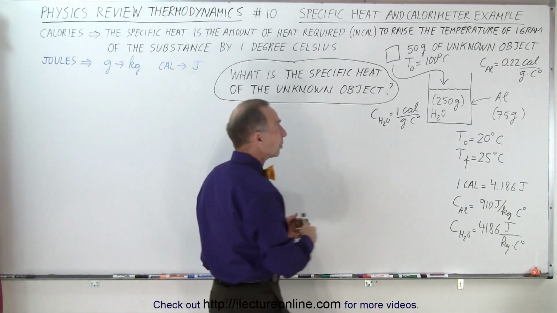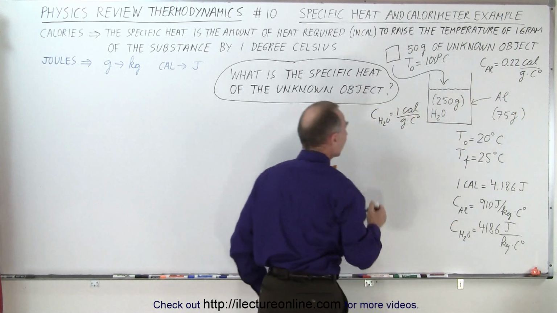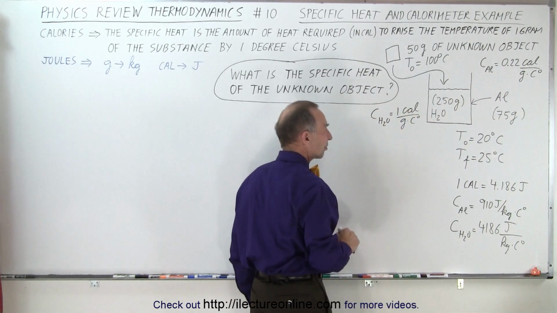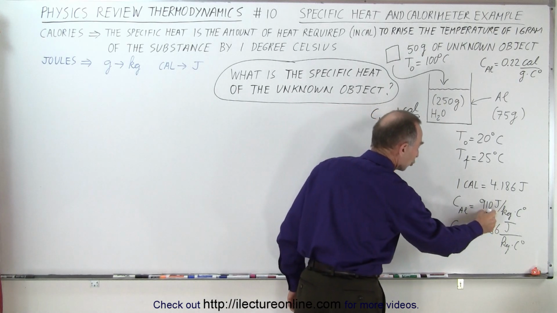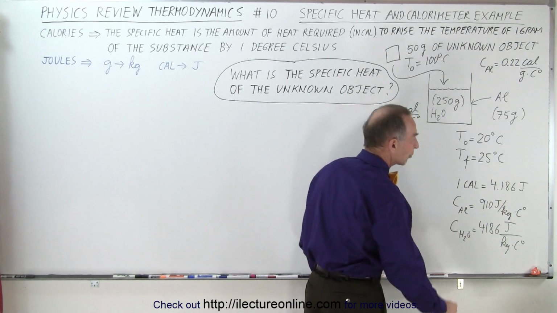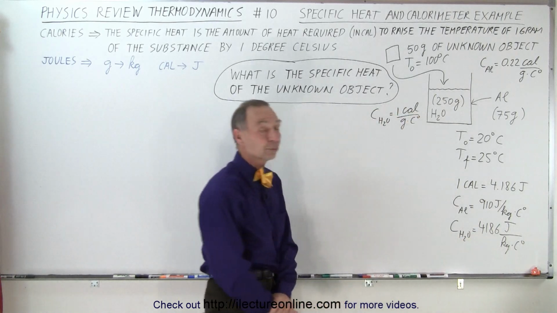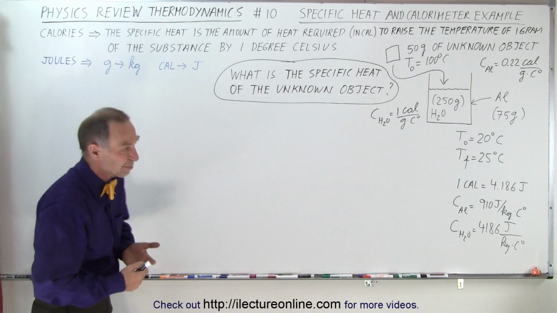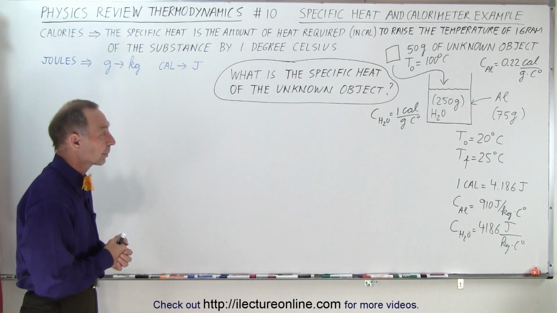For example, for aluminum, this is what it is in calories per gram per Celsius degree, and for water it's 1 calorie per gram per Celsius degree. Converted to the metric units, it's 910 joules per kilogram per Celsius degree, and for water it's 4,186 joules per kilogram per Celsius degree. It doesn't really matter which one you use, it's whatever is easiest for you.